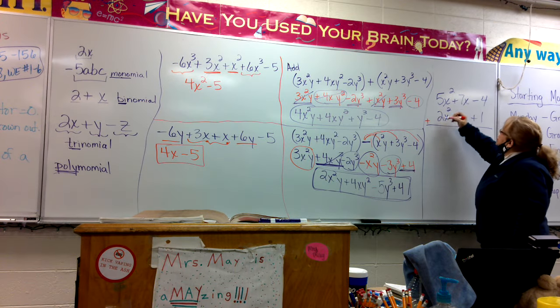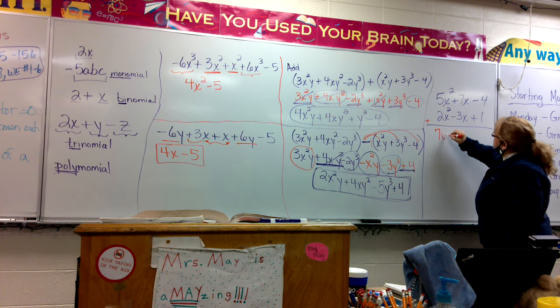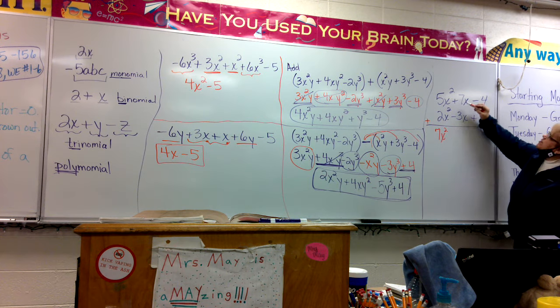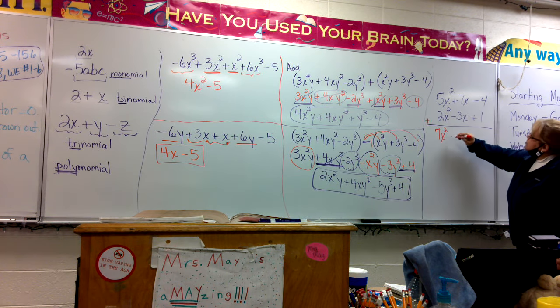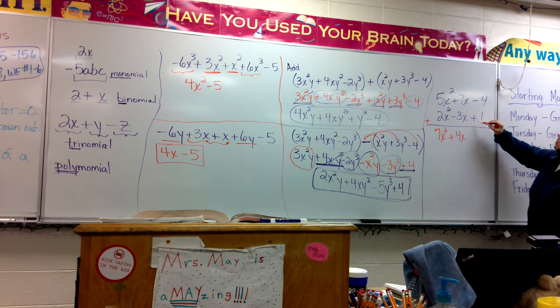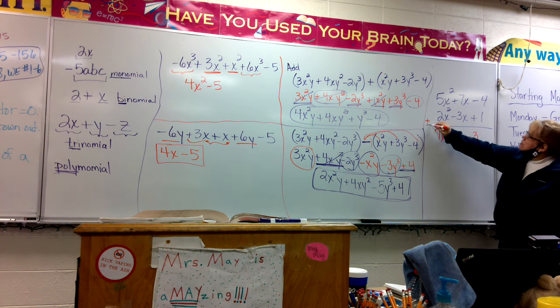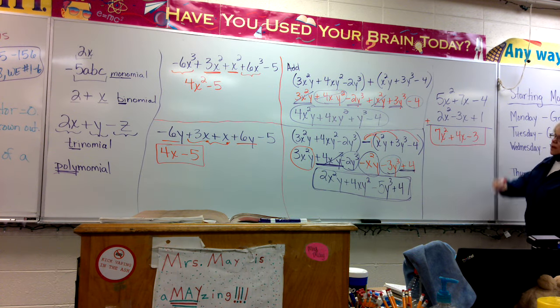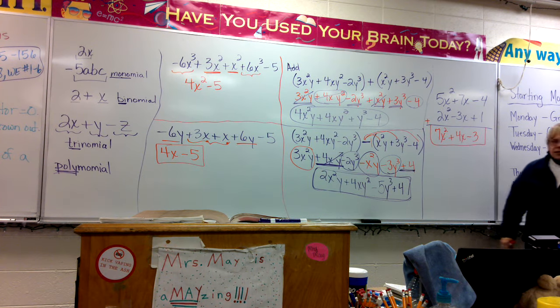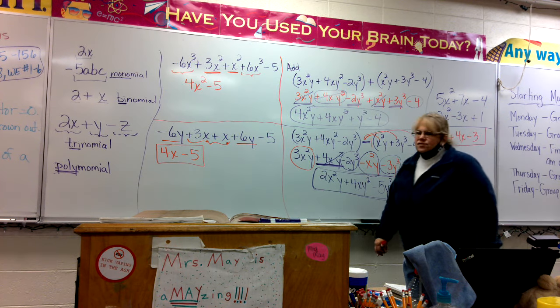What's 5x squared and 2x squared? I think it's 7x squared. I have 7x, take away 3x. Is that 4x? And I have negative 4 plus 1. And there we go. That's it. That's all I have to say about that.